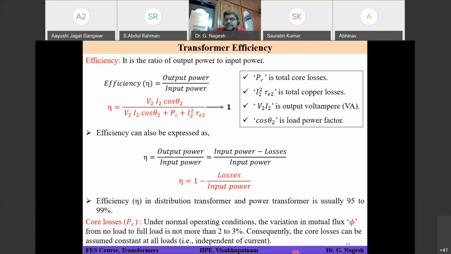The flux in the transformer core remains practically constant. When the flux remains constant, the core losses occurring in the core because of the flux also remain practically constant. So 2 to 3% is the only variation whether the load is connected or not. That variation is almost constant, we can consider. That's the reason why core losses in a transformer remain constant from no load to full load. That means this PC is constant.